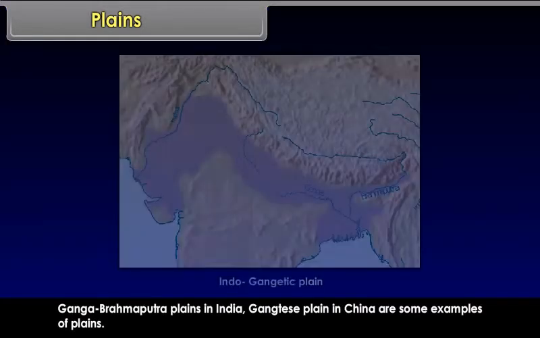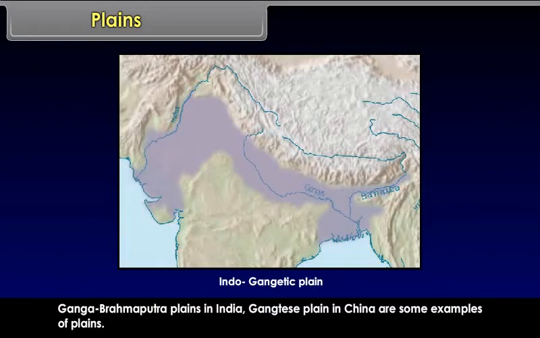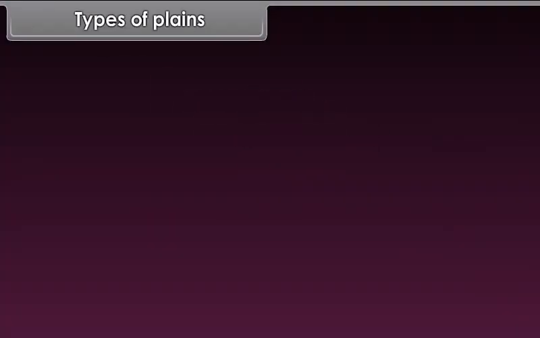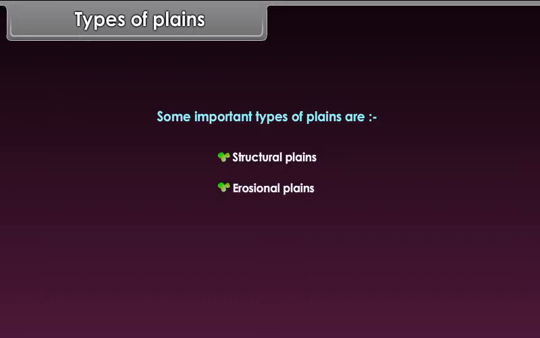Ganga-Brahmaputra Plains in India, Ganges Plains in China are some examples of plains. Types of plains. Some important types of plains are structural plains, erosional plains, depositional plains.